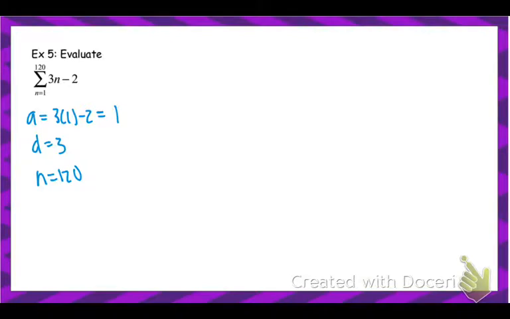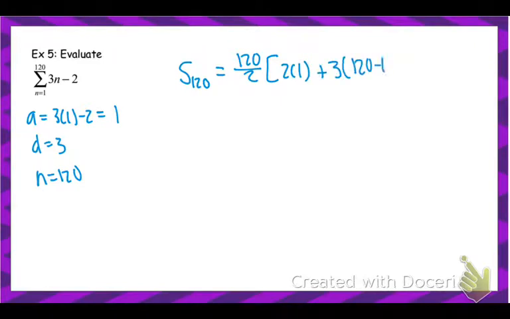At this point, I have enough information to use my partial sum equation. So the sum of 120 terms would be 120 divided by 2 times 2 times 1 plus d times n minus 1. And that's going to give me a sum of 21,540.